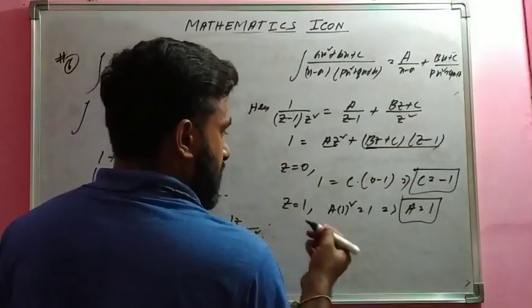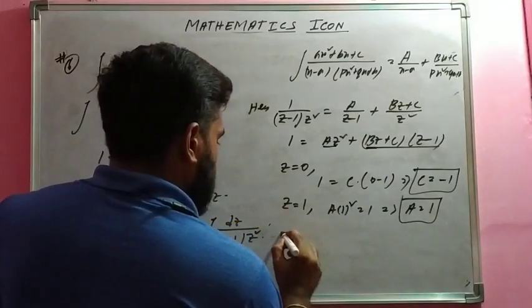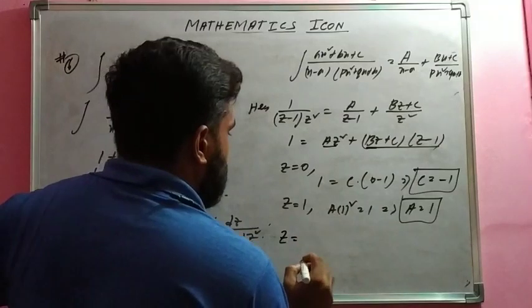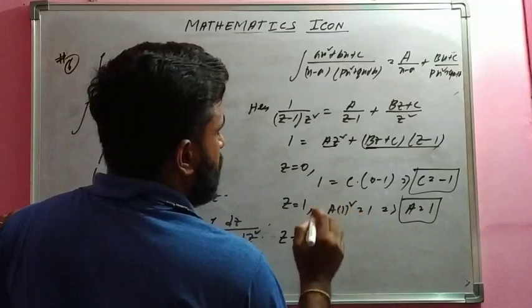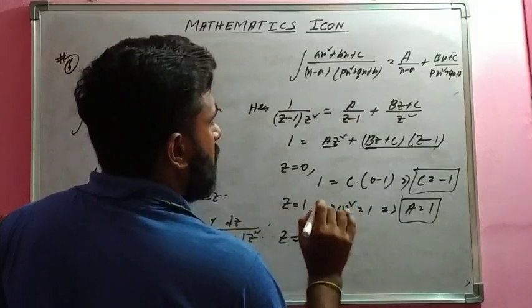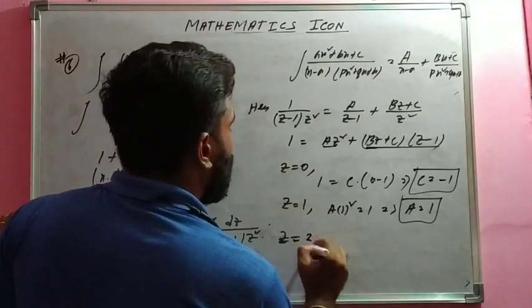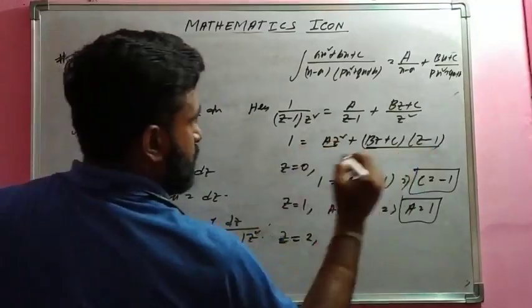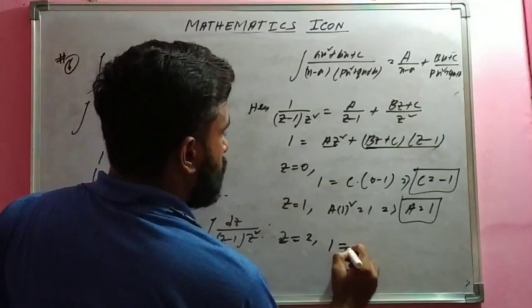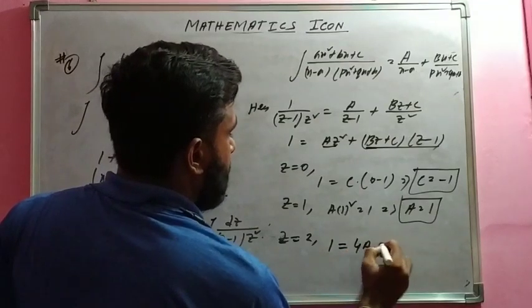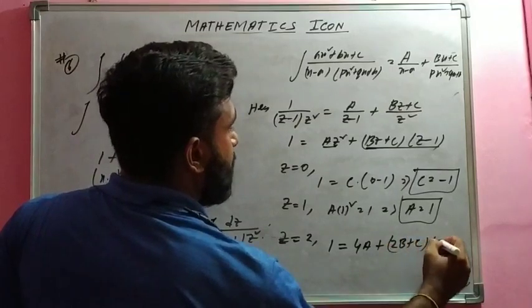अब a और c का वैल्यू निकल गया, b का वैल्यू निकालना है, तो दैट मीन्स z equals to any value that you can choose. Okay, z equals to any value, that means you can choose 2, no problem. So I think in this expression, if you choose z equals to 2, then 1 equals to 4a plus 2b plus c, or either 2 minus 1, that is 1.